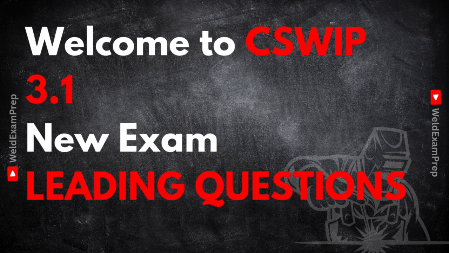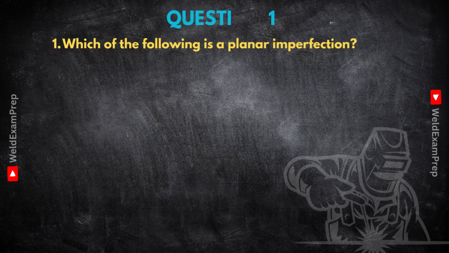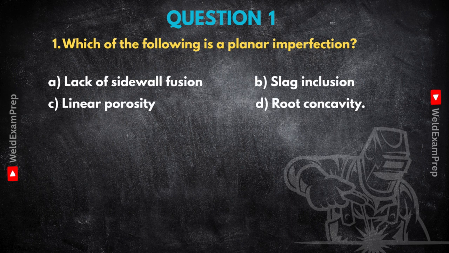Okay, so let's start our exploration. Let's zoom in on some of those tiny culprits that can undermine huge structures. Welding imperfections. These are the flaws, the deviations from perfection that inspectors like you are trained to spot. So let's kick off with our first question. Listener, have a think about this one. Which of the following is a planar imperfection? Is it A, lack of sidewall fusion, B, slag inclusion, C, linear porosity, or D, root concavity?